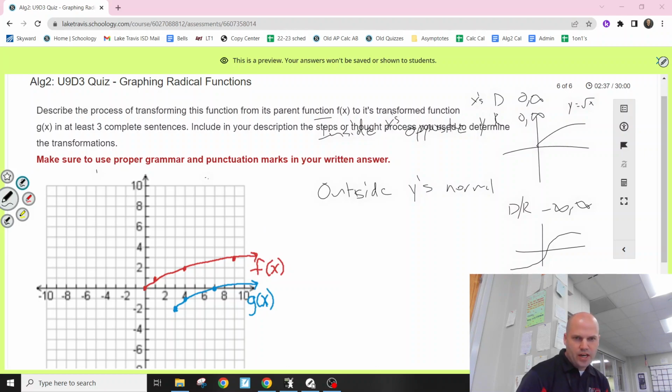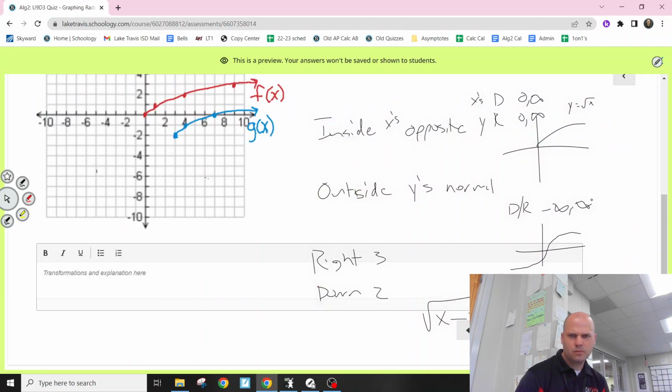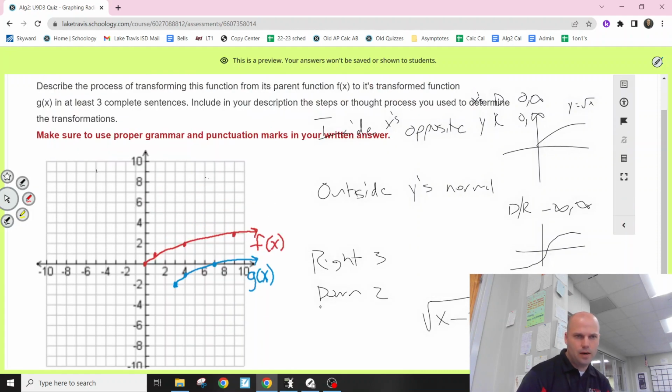Here from F to G, I shift to the right 3, and then I go down 2. If I were to write an equation for this, right 3 is not x plus 3, but x minus 3. Inside, x is opposite. Down 2, so minus 3, minus 2 would be my answer. What would be my transformations? Right 3, down 2. Be ready to write the equation for your graph based on the transformation, and that's what we get.